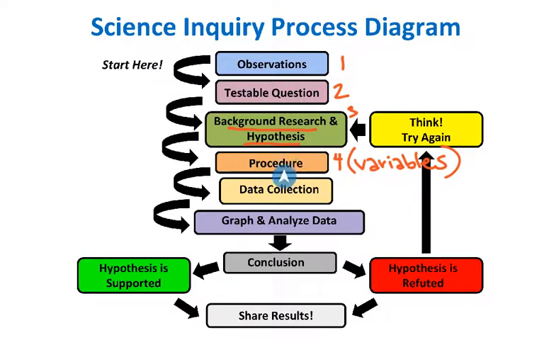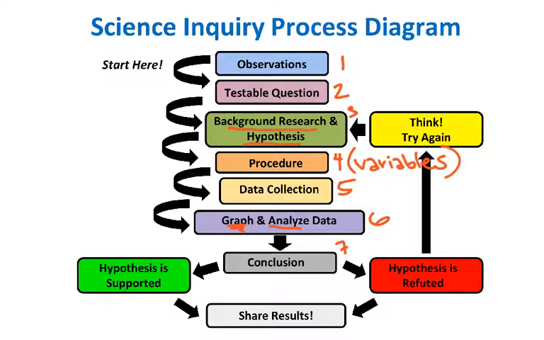Once the scientist has written their procedure, then they're going to actually do the experiment and collect some data. So this would be step 5. And then once they have their data, they're going to graph it so that they have a visual for their data. And then they will use that graph to do an analysis, to look at that data and try to draw some conclusions from it. So this would be step 6. Once the scientist has graphed their data and analyzed it, processed it, then they're going to write a conclusion.